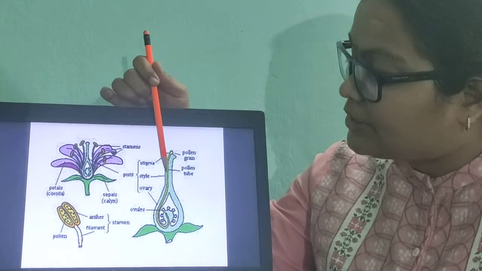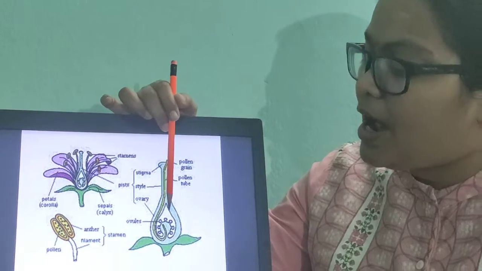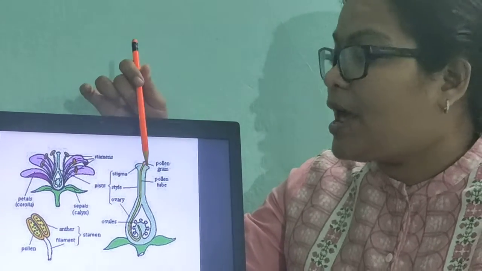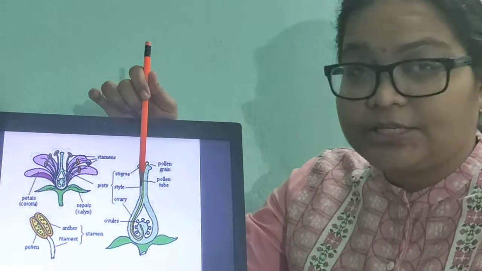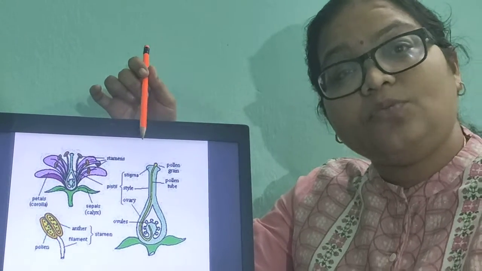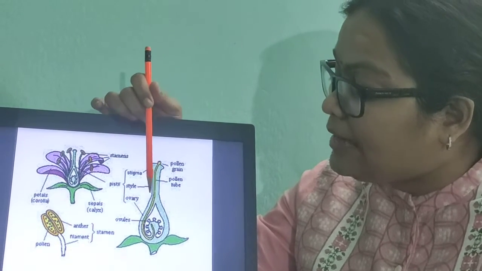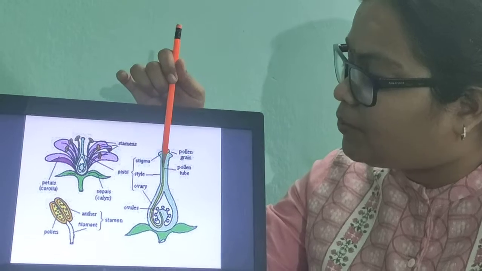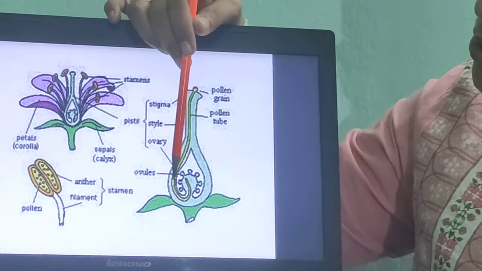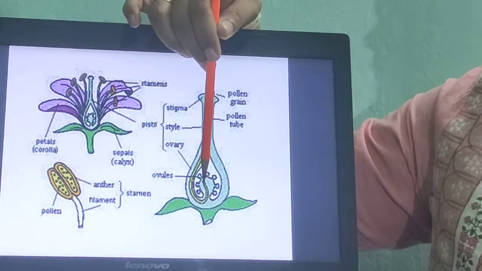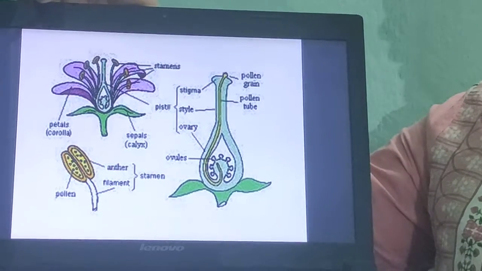Clear? Then the style is the portion which connects the stigma and the ovary. And this is also the stalk portion through which the pollen tube, already I have explained to you, carries the male gamete, right? So style is the portion through which the pollen tube carrying the male gamete moves towards the ovary and reaches the egg present inside the ovule. Clear?